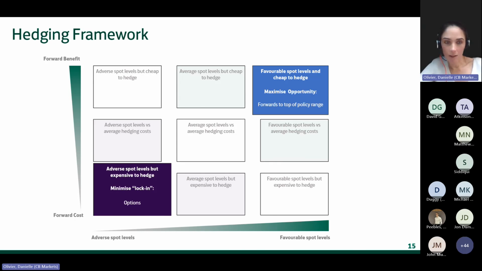On the bottom left-hand corner, on the other hand, spot rates are relatively poor, forward points are relatively unfavorable, and market conditions are not looking very good, relatively speaking. So in this scenario, you may consider using options. The options would minimize your obligation at these relatively unfavorable rates, and also allow you to participate in market moves should the market move to a more favorable place.